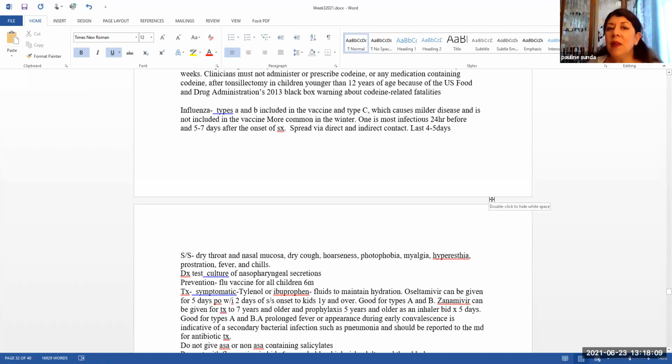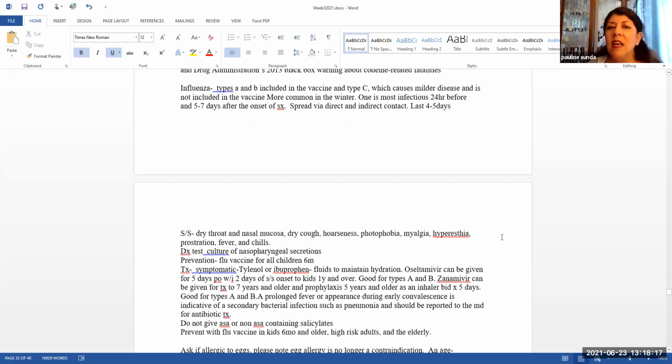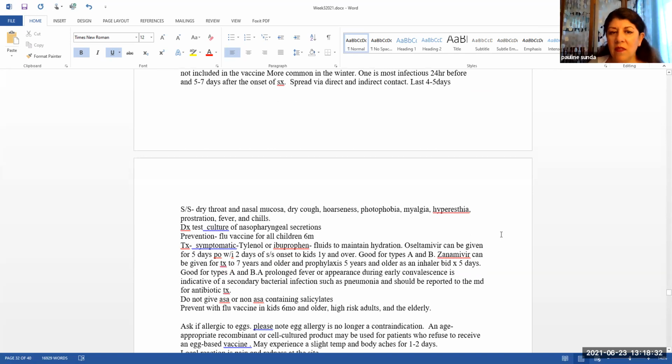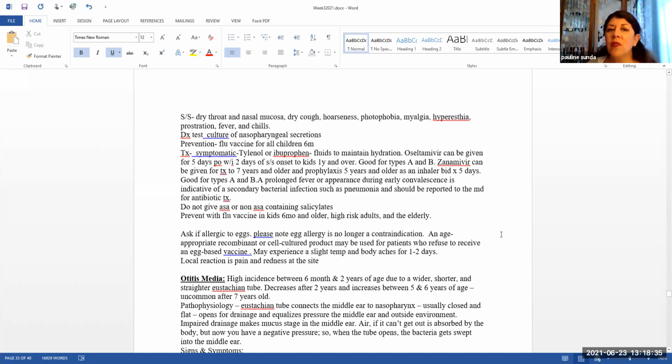Influenza. So types A and B are included in the vaccine, and type C, which causes a milder disease, is not included in the vaccine. More common in the winter. One is most infectious 24 hours before the signs and symptoms appear, and then 5 to 7 days after the onset of symptoms. It is spread by direct and indirect contact and lasts roughly 4 to 5 days. Signs and symptoms: dry throat and nasal mucosa, dry cough, hoarseness, photophobia, myalgia, hyperesthesia, frustration, fever, and chills.